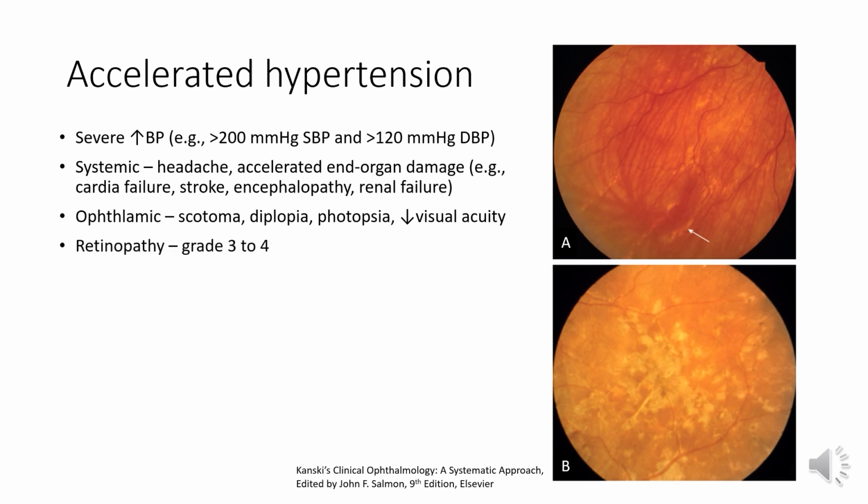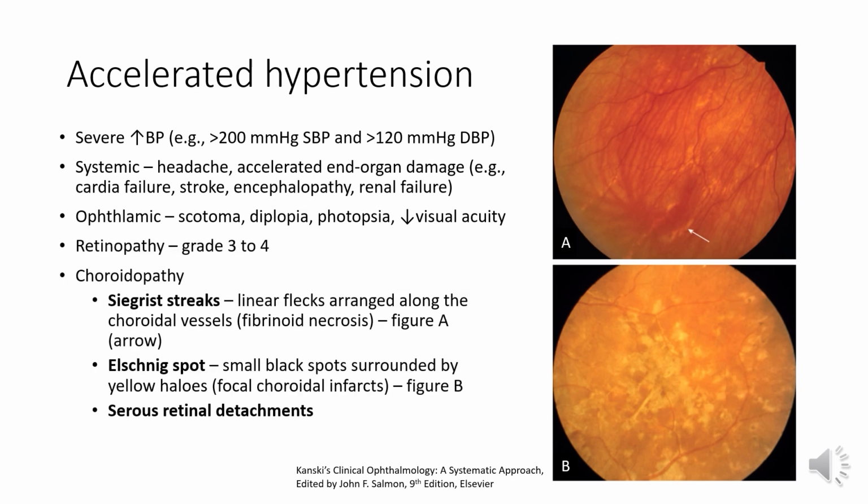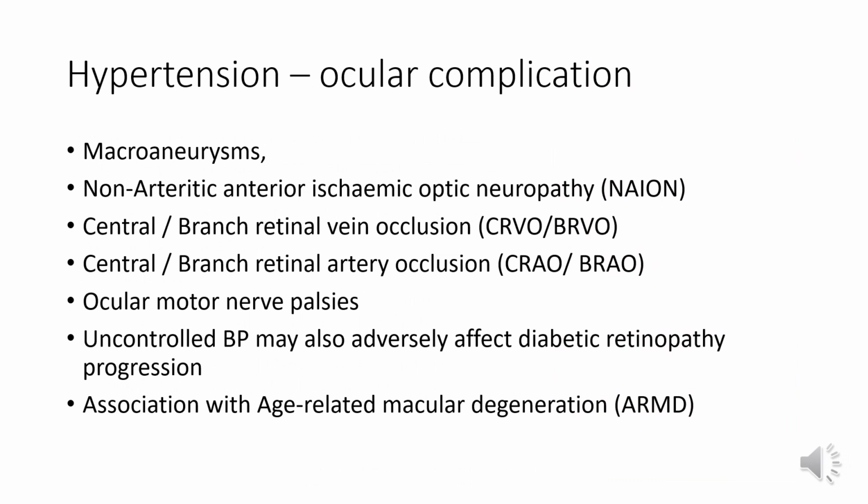There could also be choroidopathy, such as Siegrist streaks, Elschnig spots, or even serous retinal detachment. Now, these are rare signs. It's just for your interest. For practical purposes, you just need to pick up malignant hypertension. More importantly, you should know more about the eye complications of systemic hypertension. You may not be able to pick them up. However, if you are aware of them, you may be able to make prompt referral.